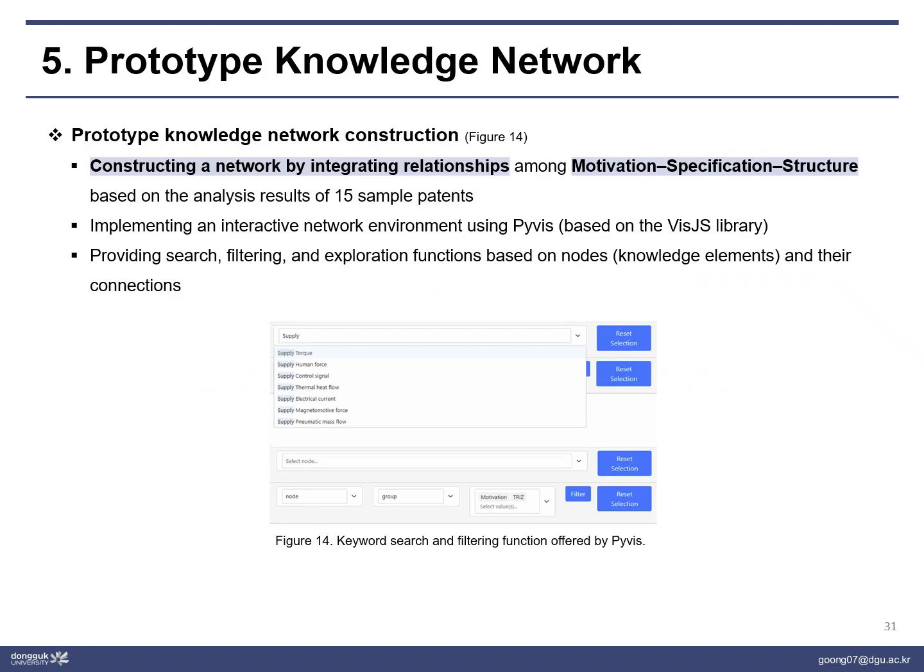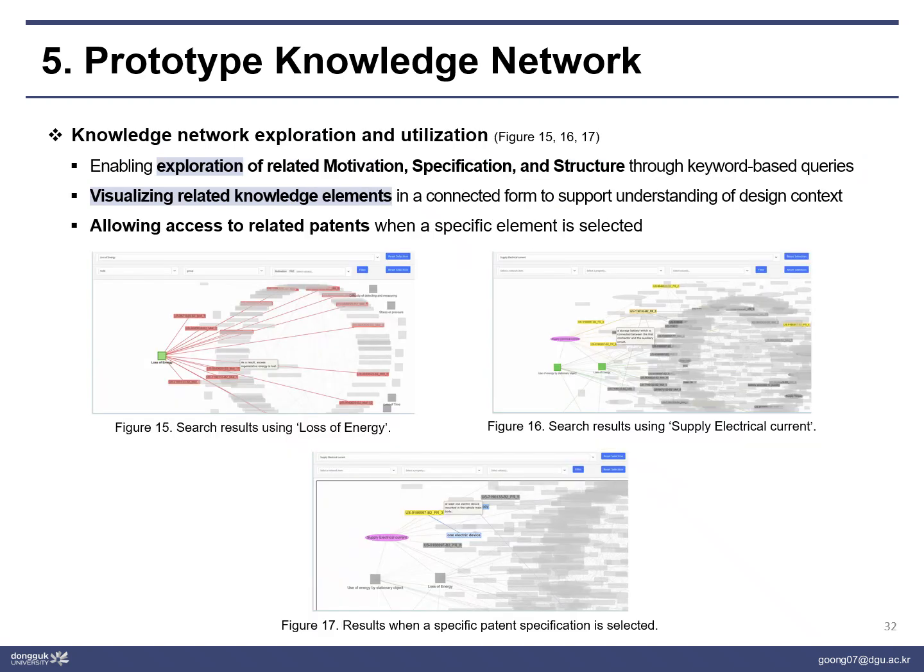It is built in the form of a knowledge network based on 15 example patents. Search and filtering functions are provided based on nodes or relationships. It is possible to explore related motivation, specification, and structure through keyword-based queries. Related knowledge elements are visualized in a connected form to provide design insights. When a specific element is selected, related patents can also be checked.